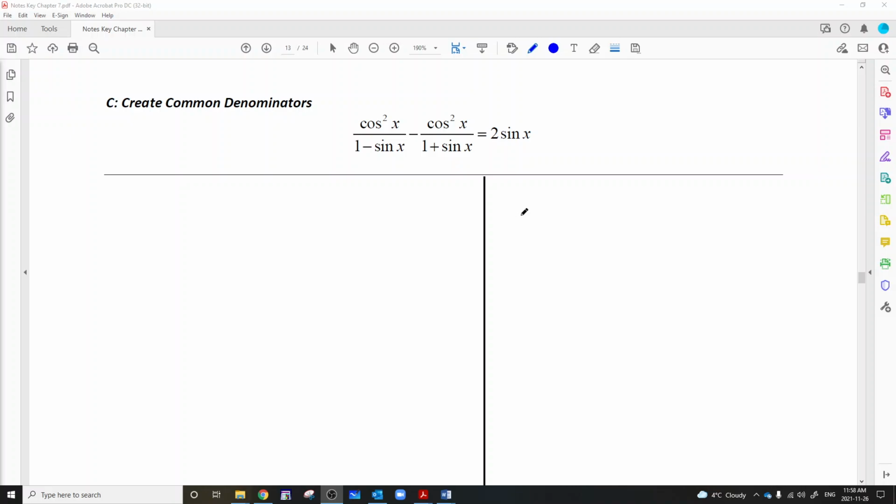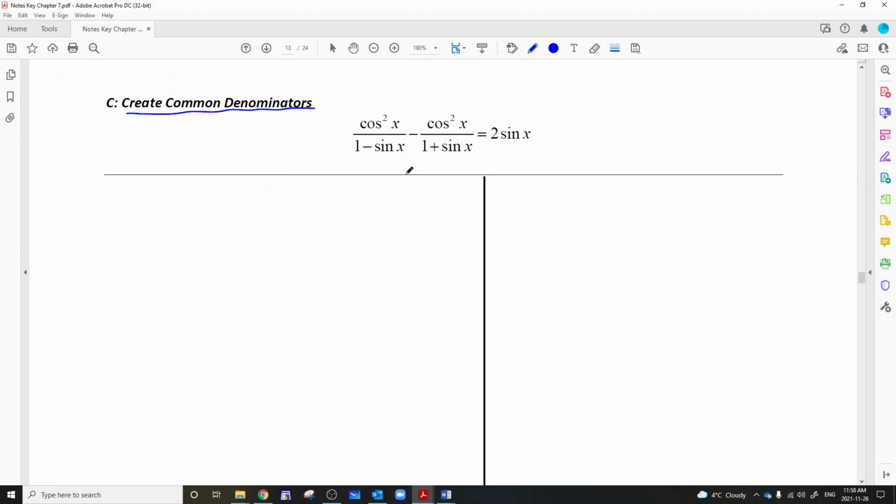All right, so the next trick we're going to look at is creating common denominators. And again, we did this in 7.1. We practiced how to add and subtract expressions or terms. And so what we're going to do is just this exact same thing. So if I look at this identity, I look at my right-hand side, that's as simple as I'm going to get. So I'm going to try to turn this left-hand side into the right-hand side.